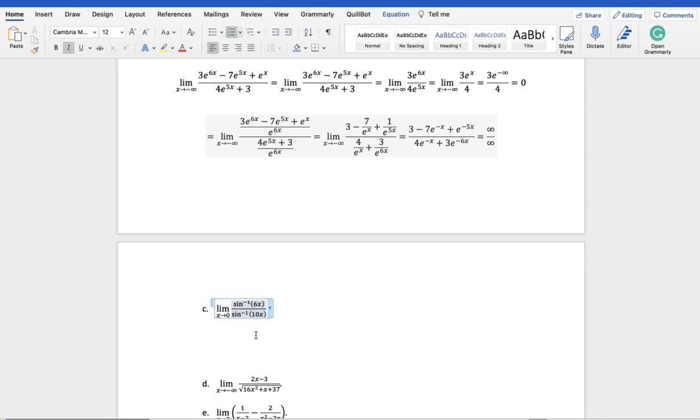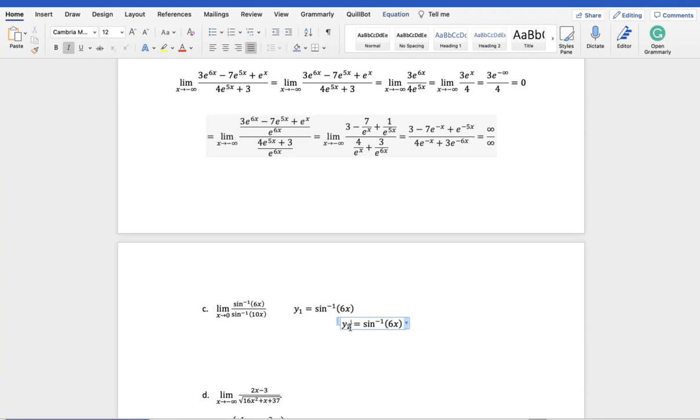He let sine inverse 6x be y1 and the other one be y2, and then he said sine of y1 is equal to 6x. Oh, that's a nice way as well. So you're basically changing the variables. You let this be equal to y1, and then the other one be equal to y2. That's a nice way to solve it.